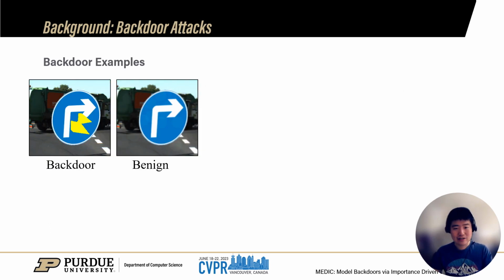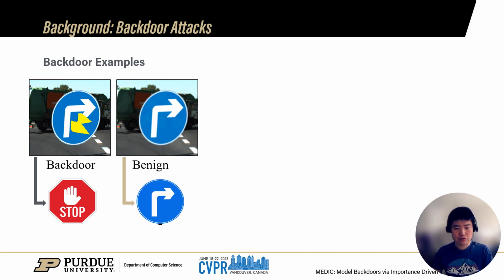Let's first introduce the background of backdoor attacks. Imagine we have a well-trained traffic sign classifier. Unfortunately, this classifier is backdoored during training. Whenever an attacker presents such a yellow polygon attached to any traffic sign, the backdoor will force the system to output stop. Meanwhile, benign samples will still have their original outputs.